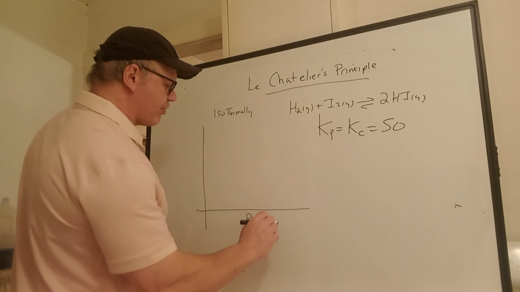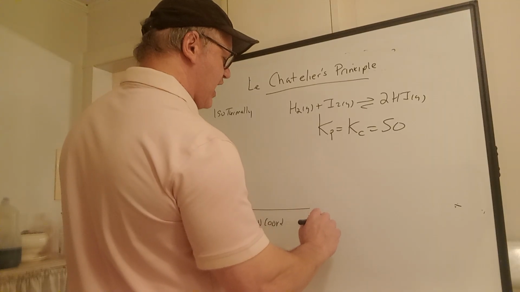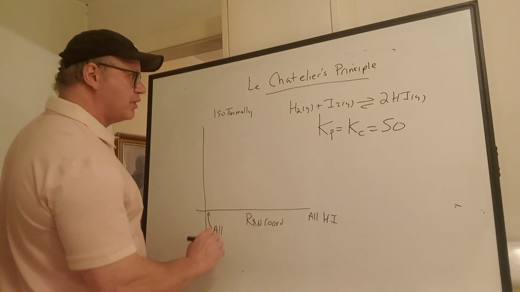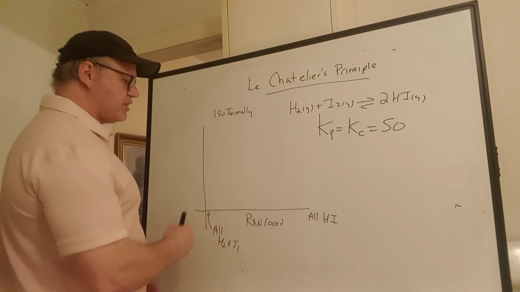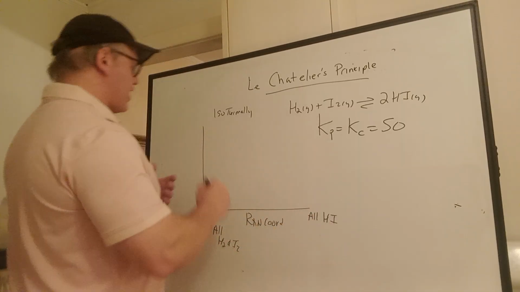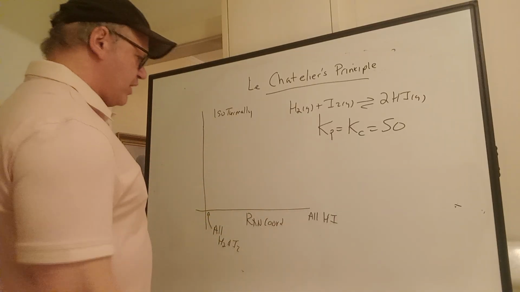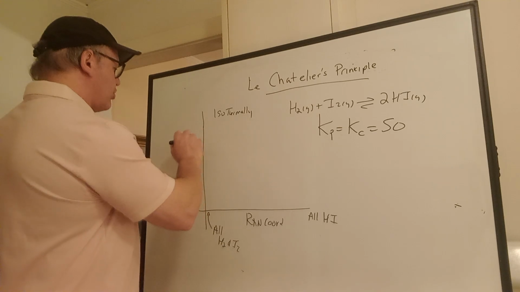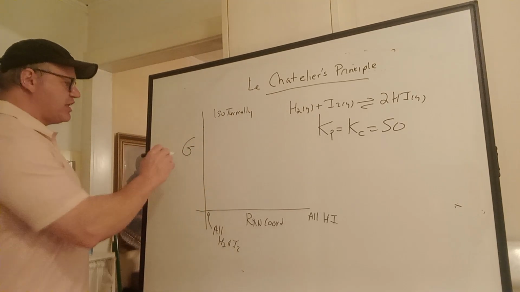The way you can think of a reaction coordinate: over here, there's all HI, and over here, there's all H2 and I2. So it's a map, if you will, of how the reaction progresses along. It has some kind of scaling on it. So you'll have free energy, not delta G, but G itself. So this is the Gibbs energy.